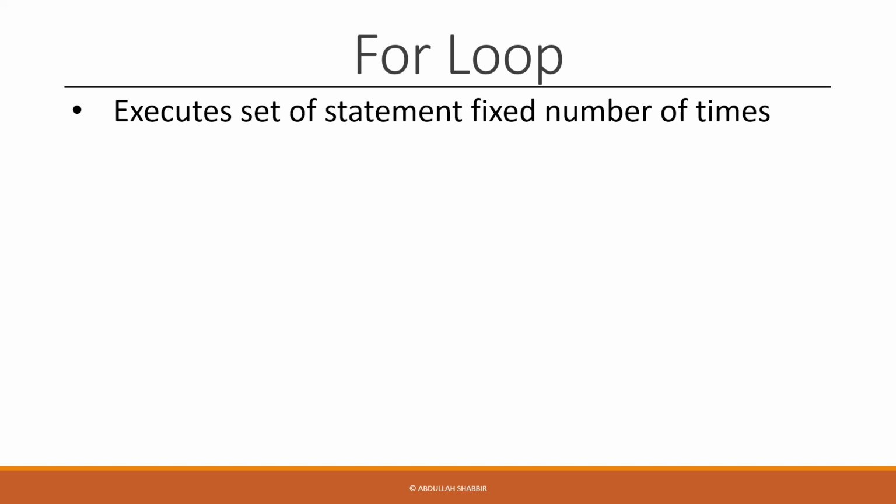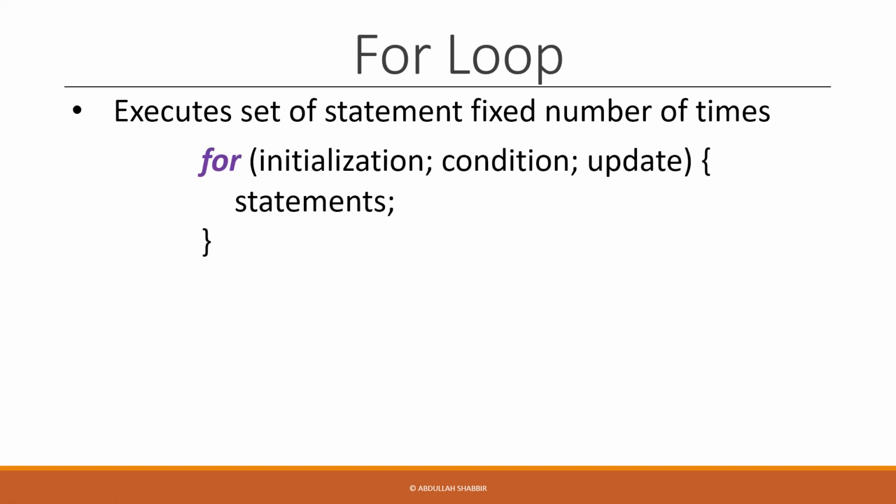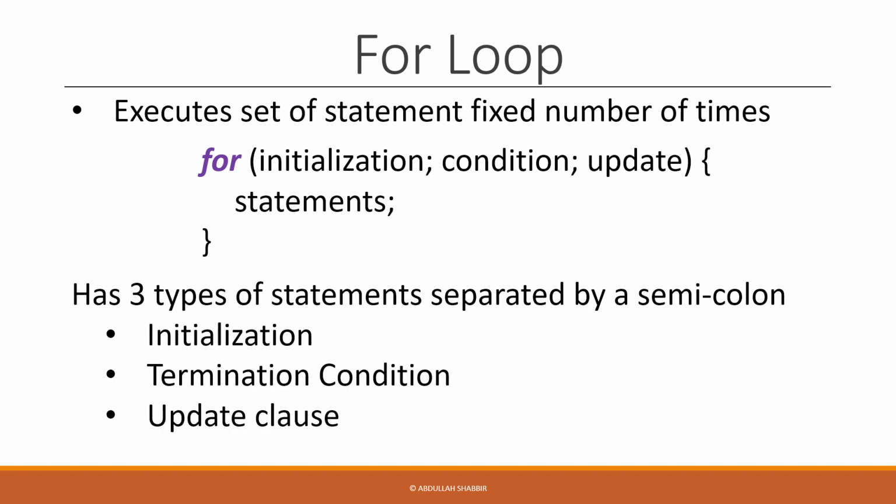For loops are usually used to execute a set of statements a fixed number of times. It takes the following form. We have the keyword for followed by parentheses, and all the important stuff goes inside these parentheses. The inside of the parentheses has three statements separated by semicolons. The first one is initialization, the second one is condition, and the third one is the update clause.